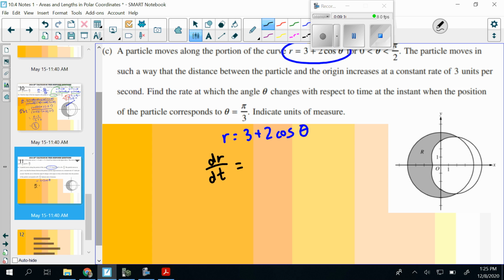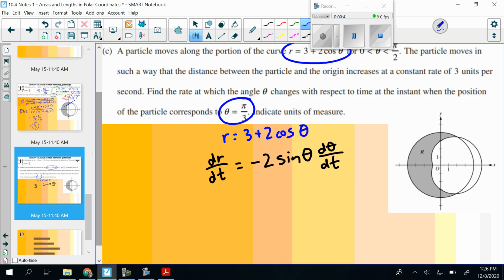The derivative of 2 cosine theta: well, the derivative of cosine theta is negative sine theta, so this is going to become negative 2 sine theta. But it's a derivative of theta, so we need to include d theta/dt with respect to time. Now where they're asking us to find this is at pi over 3. So what is the change when the angle ends up being pi over 3? We know the angle's pi over 3, so we want to put that in there.